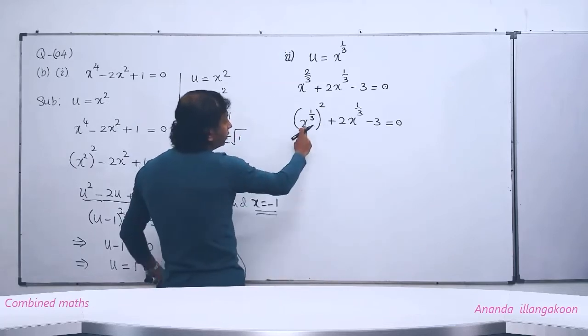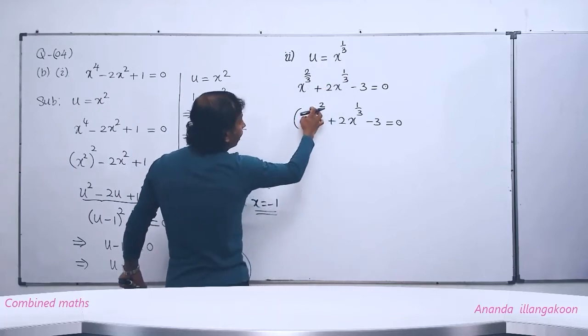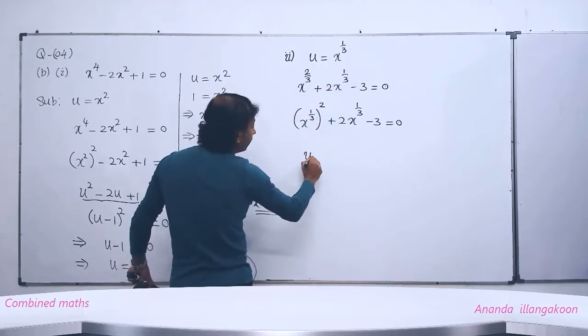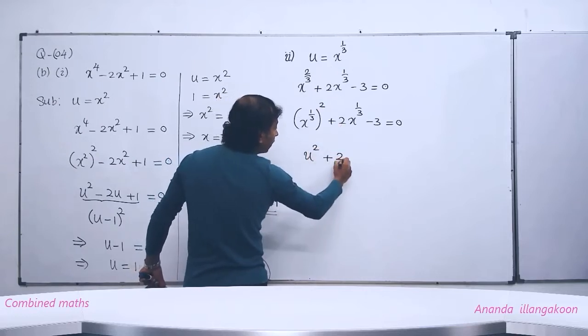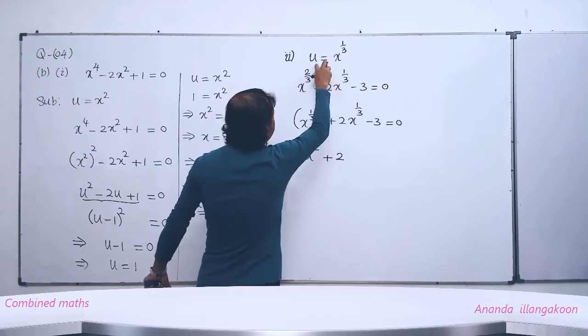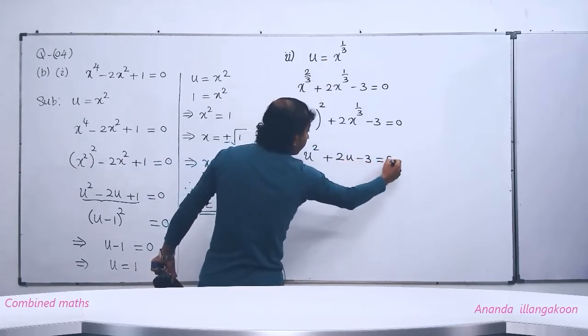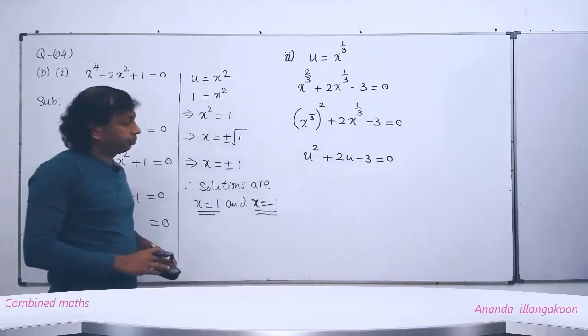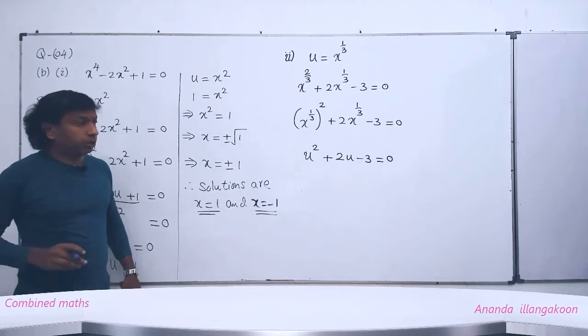Then for this x to the power 1/3, we can put u. This is u now. Then this is u squared plus 2 times x to the power 1/3, here u, minus 3 equals 0. Then again we get, people, a quadratic equation in simple u.